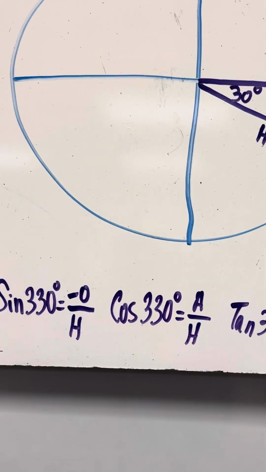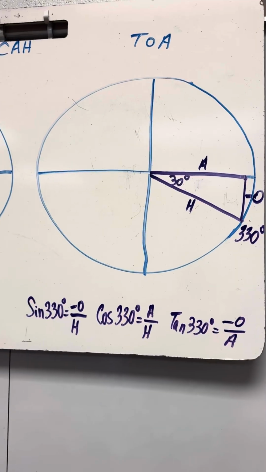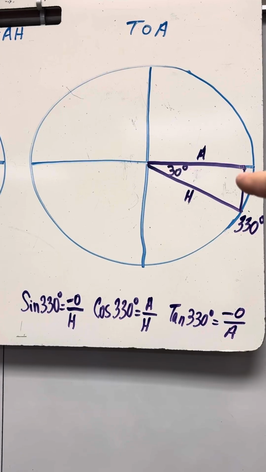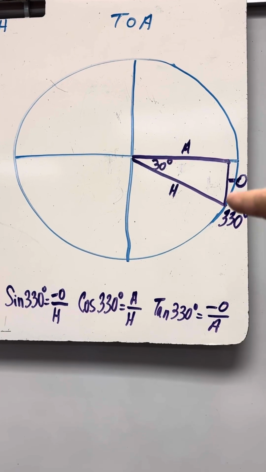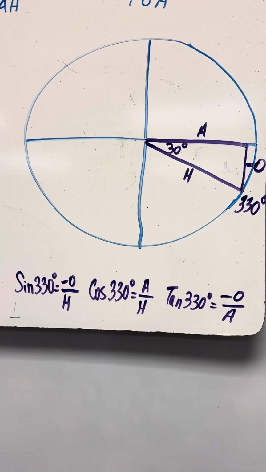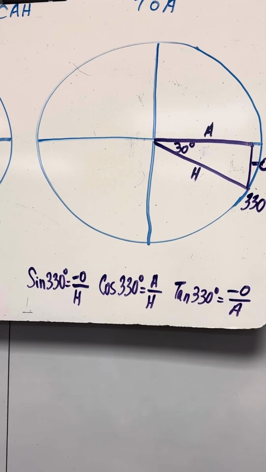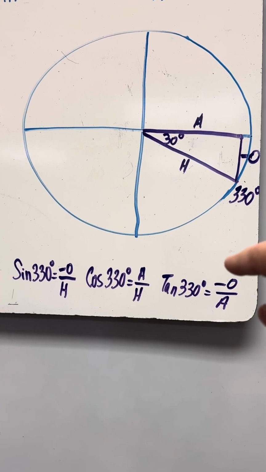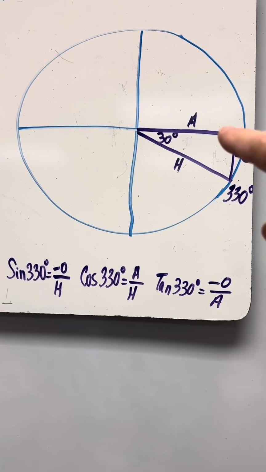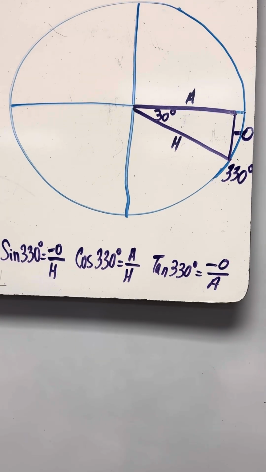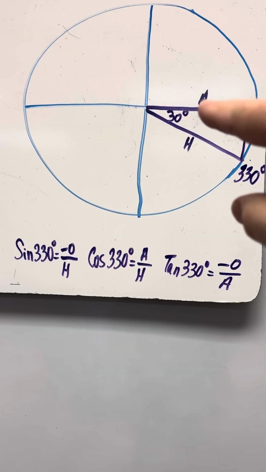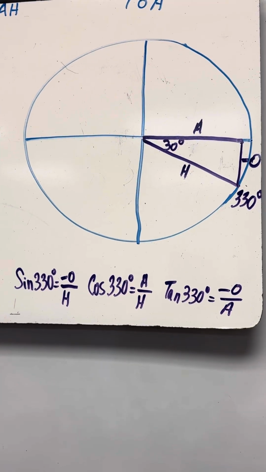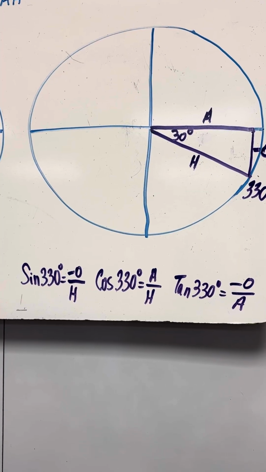Now moving on to the fourth quadrant, we have here, A is positive once again, but this time O is negative. H always stays positive. Okay, so sine is negative O over H, that's negative. Cosine is A over H, that's positive. Tan is negative O over A, so that's negative. So in this fourth quadrant, cosine is positive.